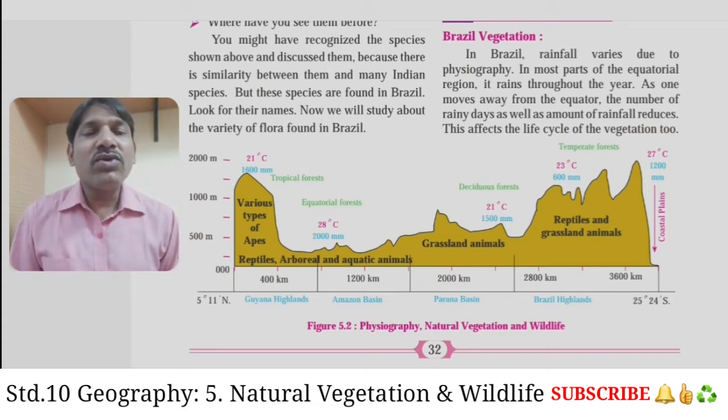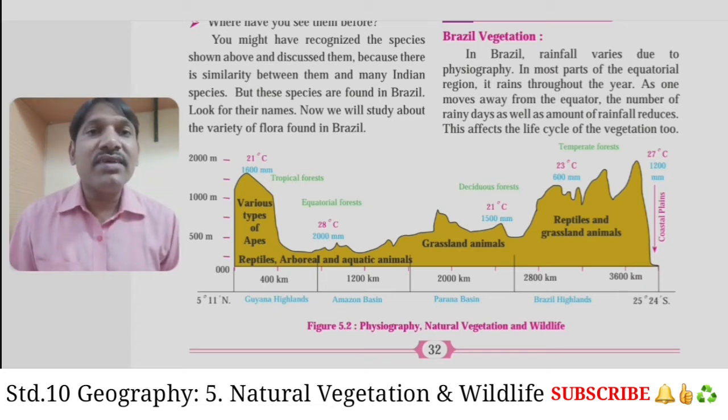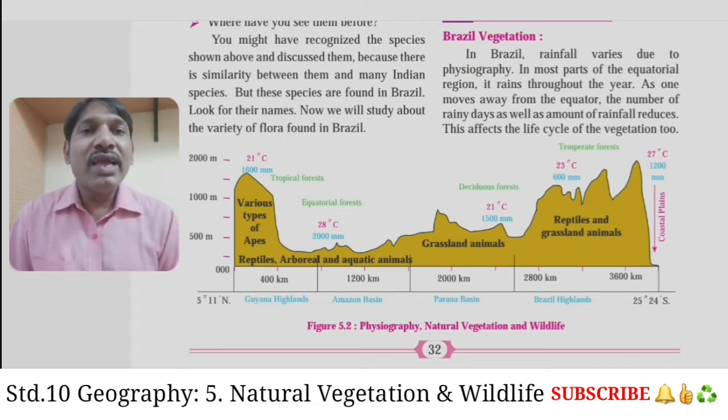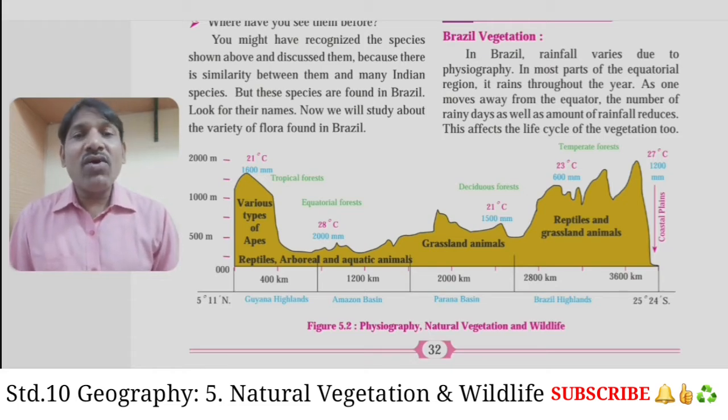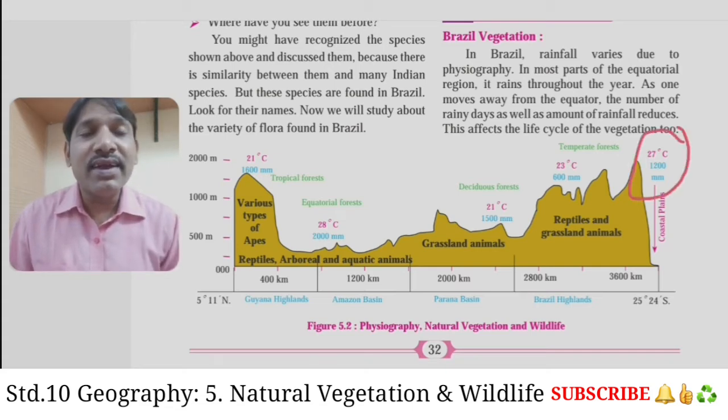Just now I told you about the forest, the kinds of forest we see here. But before that, it is very important to understand what kind of temperature there is. In climate, we have already studied the temperature, but even in this chapter, it is very important to understand the temperature also. See students, near the coastline of Brazil, we see 27 degrees centigrade temperature and 1200 millimeter rainfall.